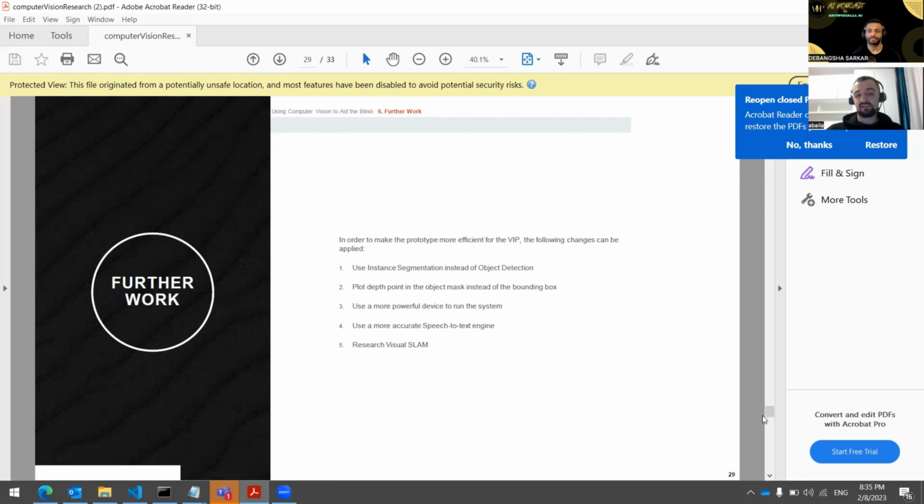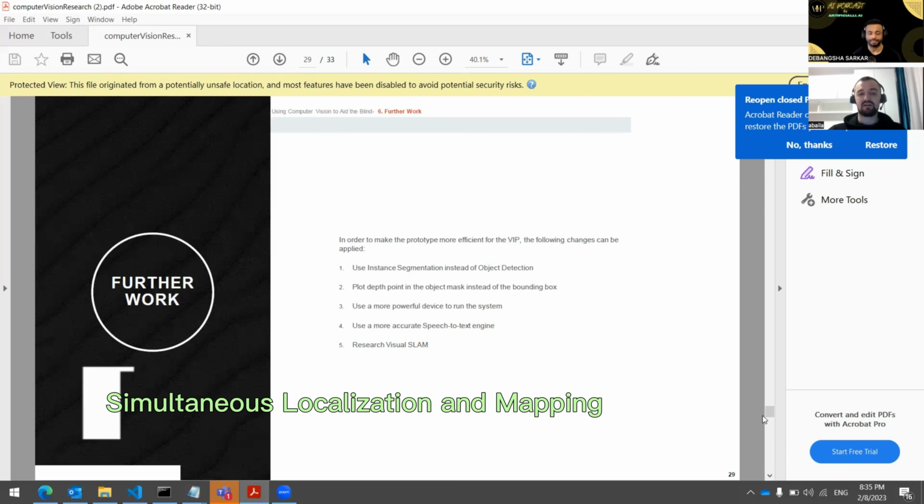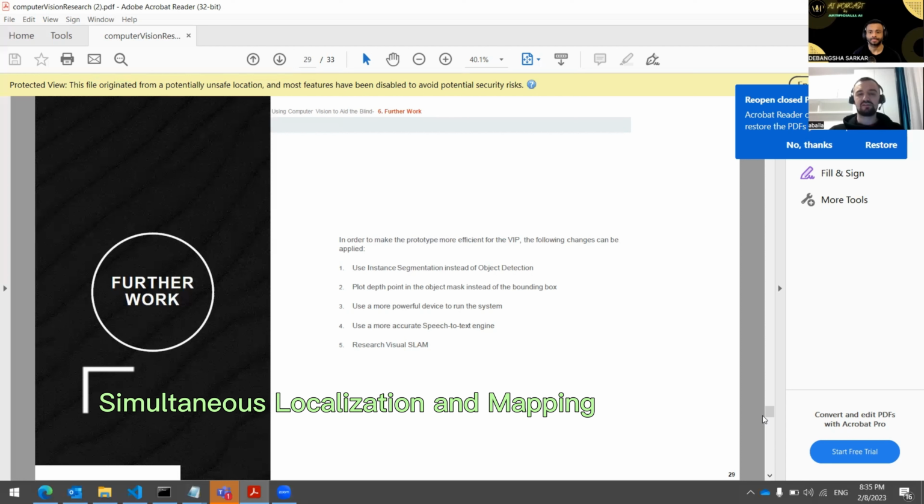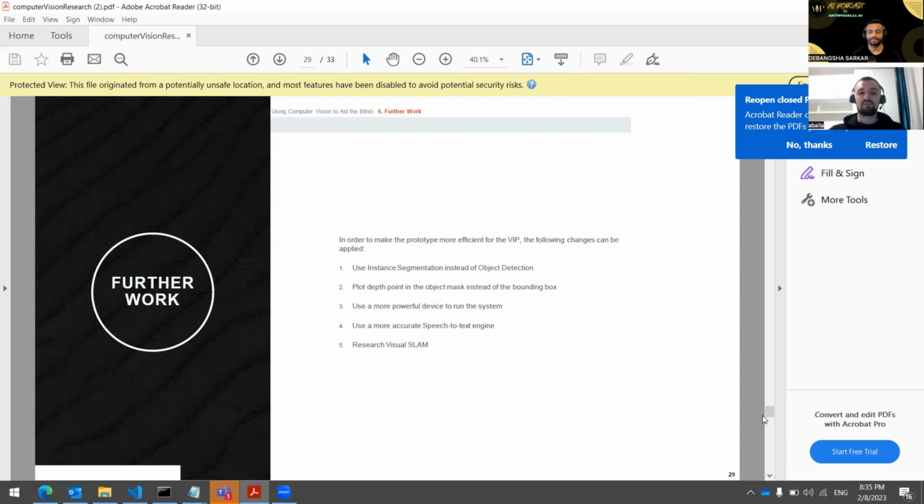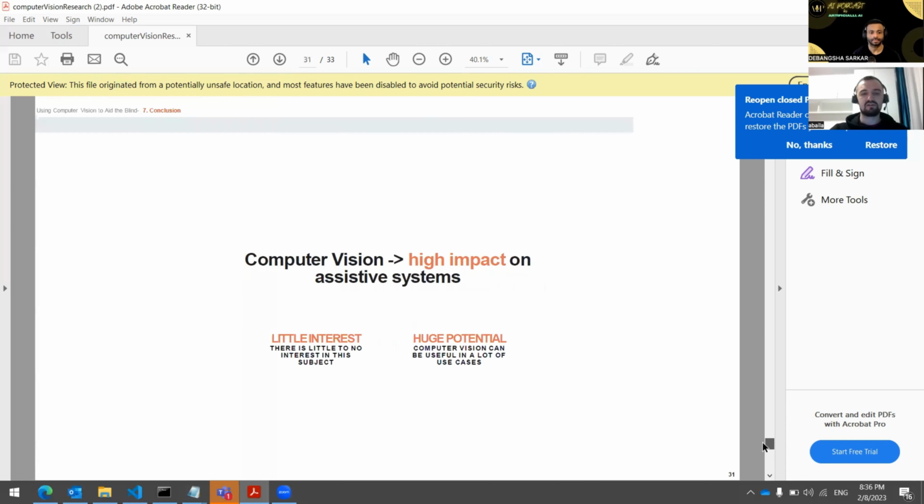Also, there's this technique called visual SLAM, which I think is still very under-researched for this subject, but it can be a pretty good approach to the problem. What we talked about here is very primitive compared to what visual SLAM brings to the table, but there's a lot of research still to be done there. So yeah, those would be my recommendations.